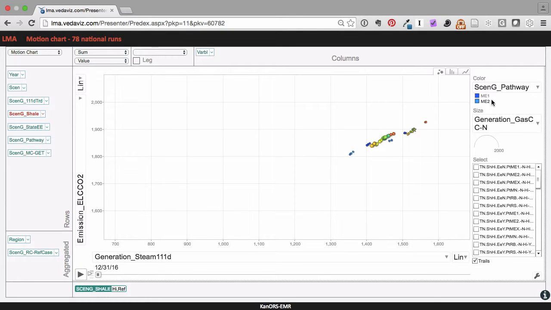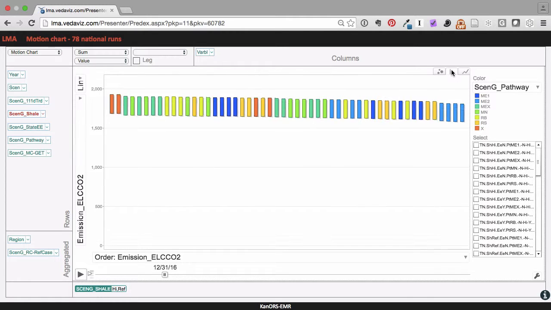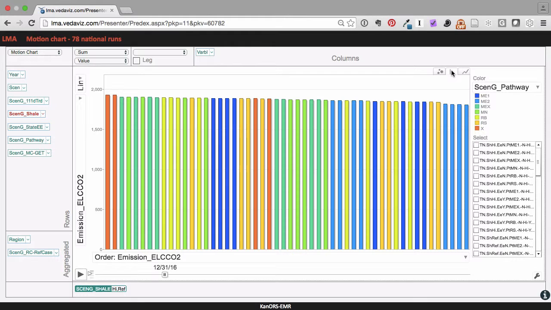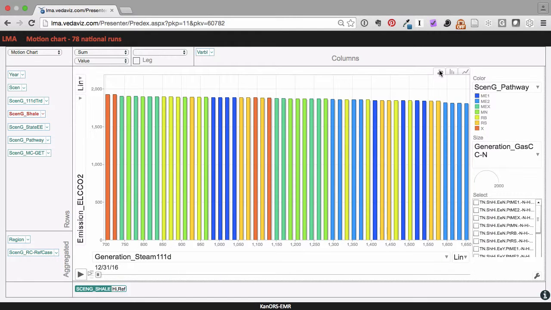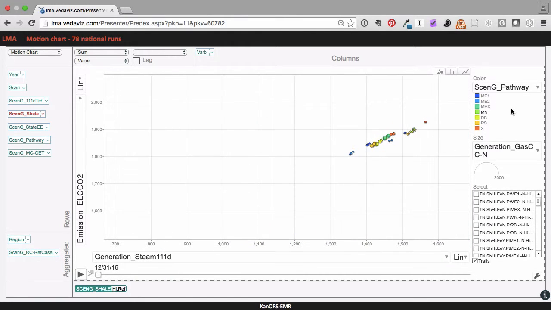Now you'll see that when we changed coloring, some of our labels for the pathway over here disappeared. That happens sometimes when the graphing widget resizes itself. To correct for that, we can just switch to another view and then switch back to the bubble chart, and you'll see that our legend is restored.